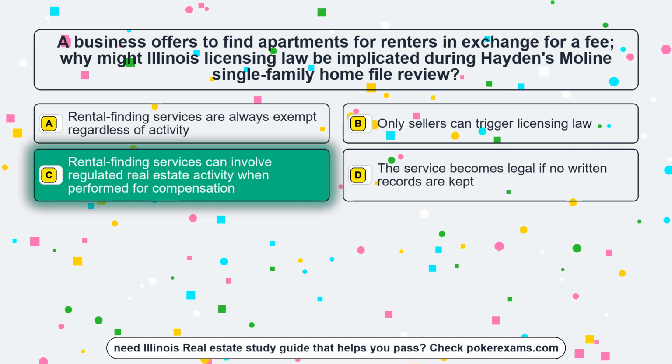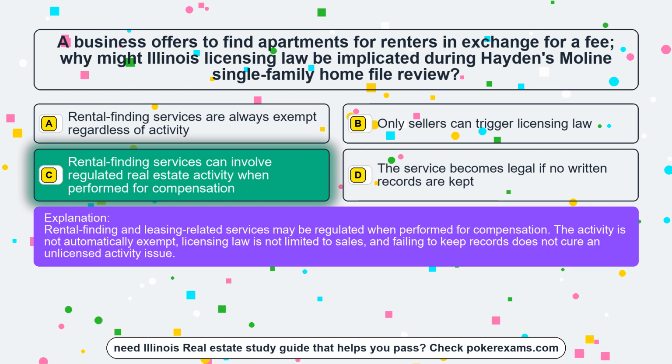The correct answer is option C. Rental-finding services can involve regulated real estate activity when performed for compensation. Rental-finding and leasing-related services may be regulated when performed for compensation. The activity is not automatically exempt, licensing law is not limited to sales, and failing to keep records does not cure an unlicensed activity issue.